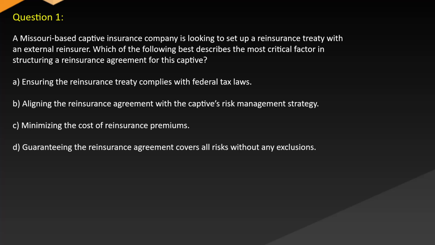Question 1. A Missouri-based captive insurance company is looking to set up a reinsurance treaty with an external reinsurer. Which of the following best describes the most critical factor in structuring a reinsurance agreement for this captive?